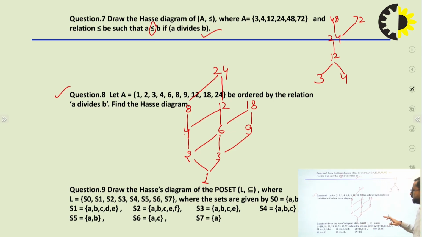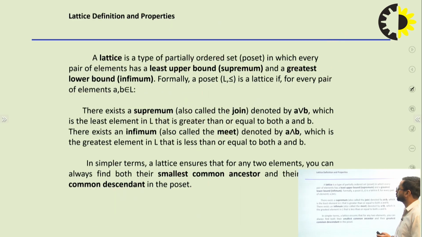So we avoid this one. So this is the right answer. Draw the Hasse diagram of the POSET that is based on the concept that these are the subset POSET elements, and we prepare the Hasse diagram for that one. So we take the concept just like the previous questions and solve these questions also.